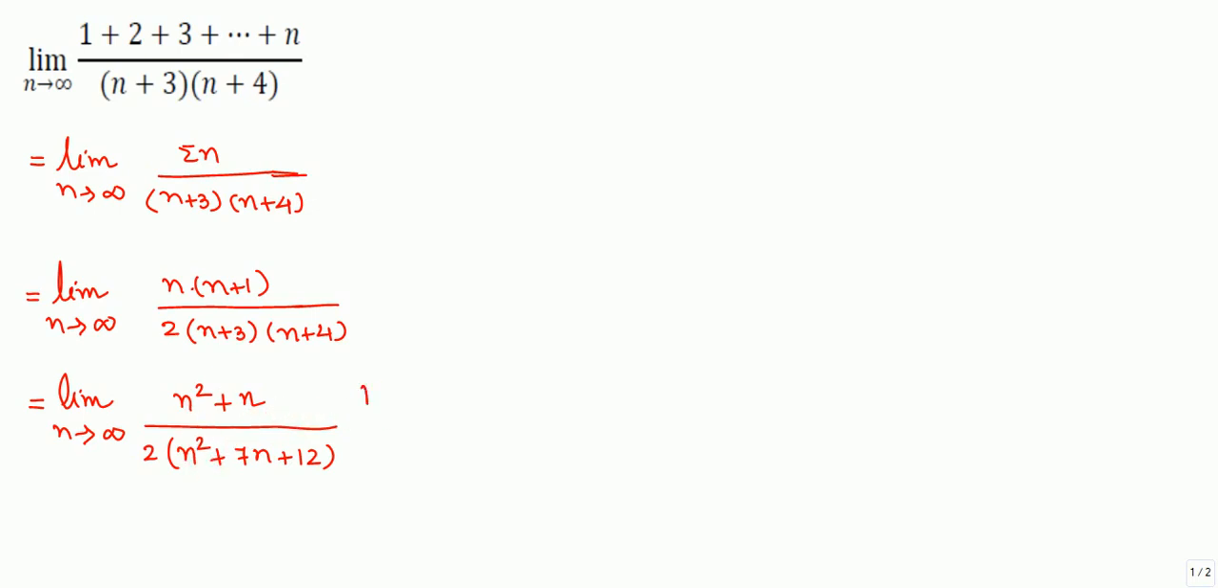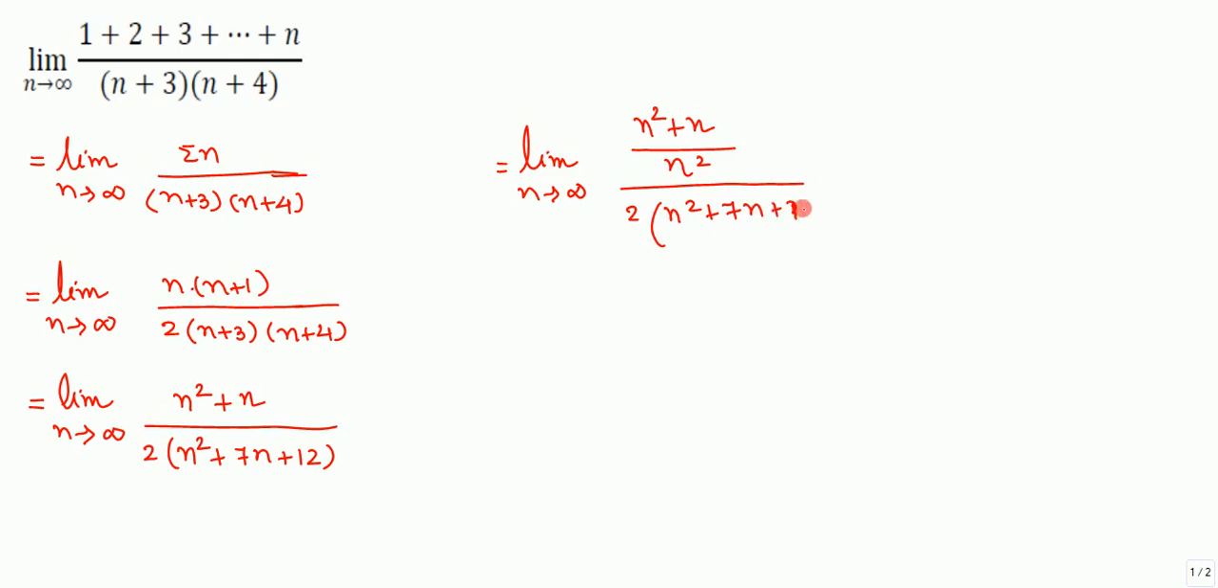So dividing both numerator and denominator by n square, we will get limit n tends to infinity, n square plus n divided by n square, whole divided by 2n square plus 7n plus 12 divided by n square. Okay. You can take 1 by 2 as a constant number, that can also be taken.